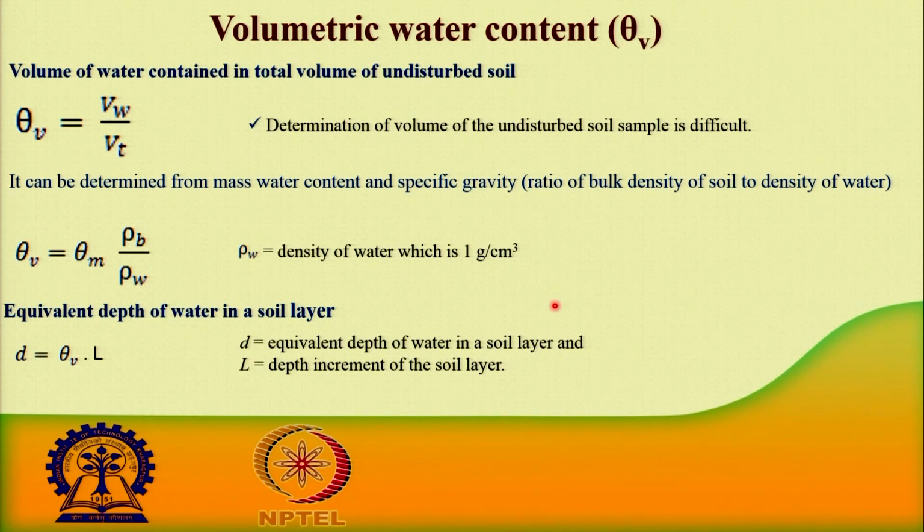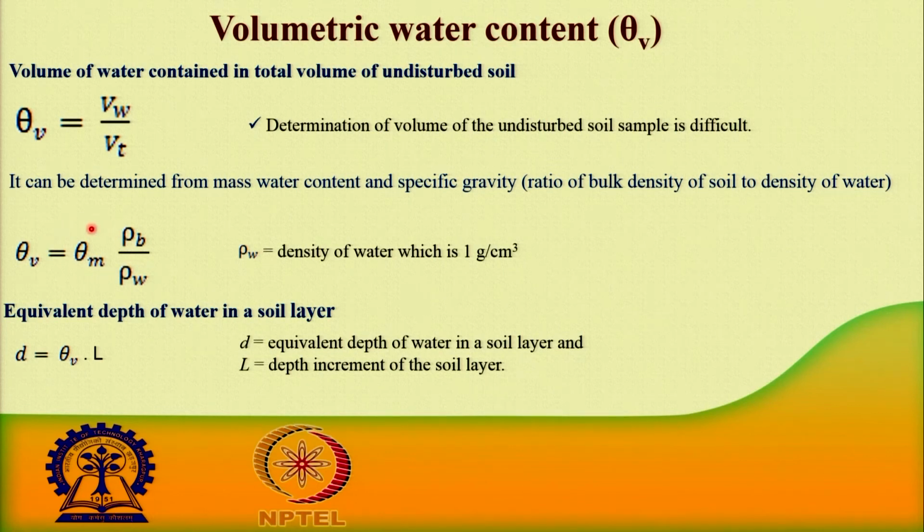Volumetric units means volume of water present in the soil sample. So, this can be given by volume of water over the total volume of soil, which can also be expressed in terms of soil moisture content. So, theta v can be given in terms of volumetric water content, the volumetric form of water content.